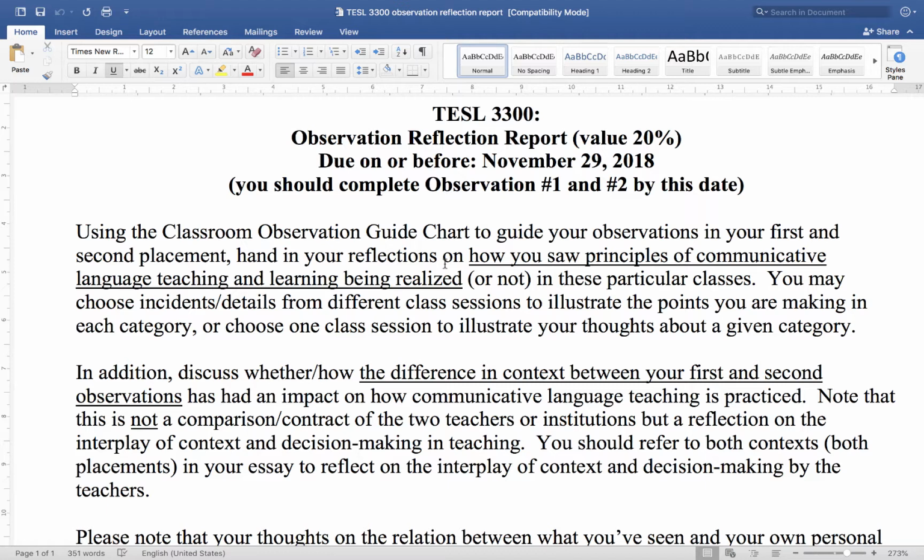You may choose incidents or details from different class sessions to illustrate the points you are making in each category, or choose one class session to illustrate your thoughts about a given category. So from my experience, my students are looking for a myriad of different parts of their observation. In other words, their classroom observation guide charts tend to be quite full, which is excellent. And we must admit that we won't have time to discuss all of the points on your classroom observation chart. So you might want to just select or highlight the most salient points which you would like to discuss in this report.